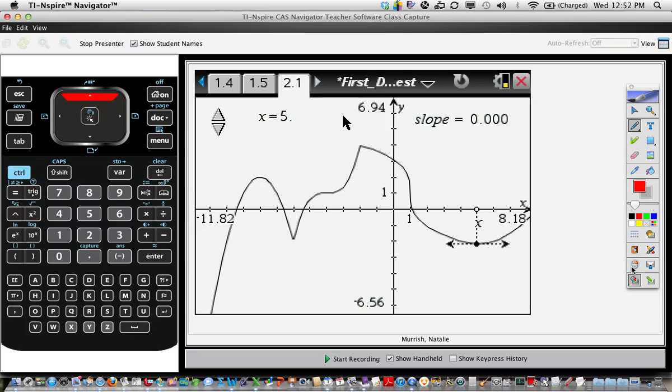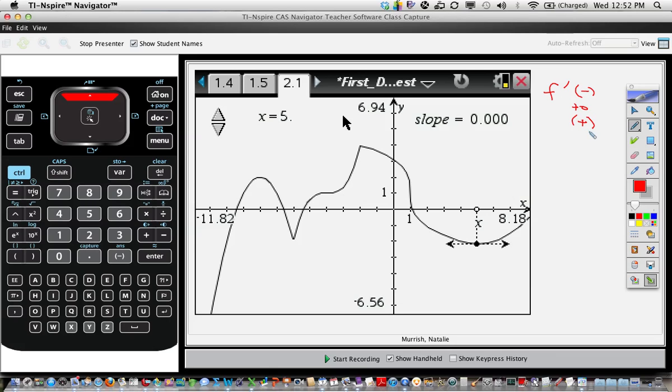Sign change. This is the key thing today. F prime is going from negative to positive. The F graph is going down, then going up, so F prime is negative, switching to positive. You can see that right on these slopes as she was going along.